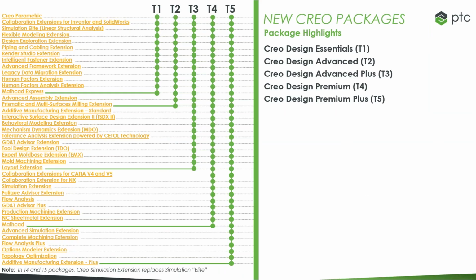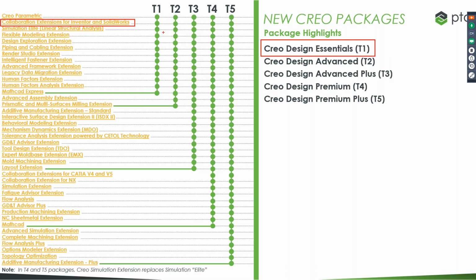Now, speaking about that collaboration extension itself, the new Creo Design Essentials package, the new base package of Creo called Creo Design Essentials, in fact, includes the collaboration extension for Inventor and SolidWorks. It's part of that T1 package, the base package in there. So if you already own Creo Design Essentials, many of you may already have that. That means you already own the collaboration extension for Inventor and SolidWorks.